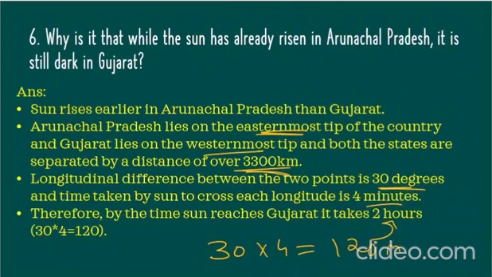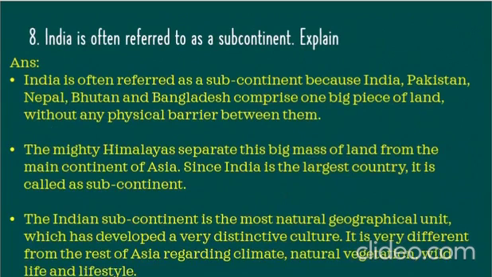Okay. So these two questions are some application based, right? Now, next you have to explain this question. India is often referred to as a subcontinent. Why is India known as a subcontinent? India is often referred to as a subcontinent because India, Pakistan, Nepal, Bhutan, and Bangladesh comprise one big piece of land without any physical barrier between them. Previously, they were not separate countries. Now, due to political and geographical reasons they are differentiated, but previously there was no differentiation. All of these countries were one country itself. Now, the mighty Himalayas separate this big mass of land from the main continent of Asia, right?